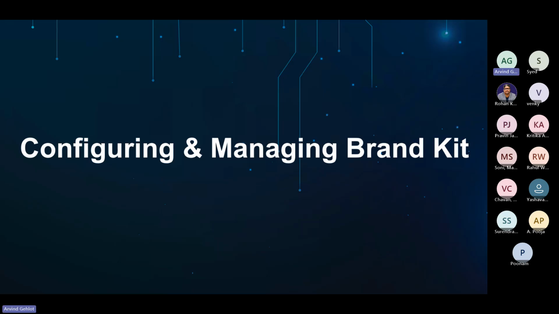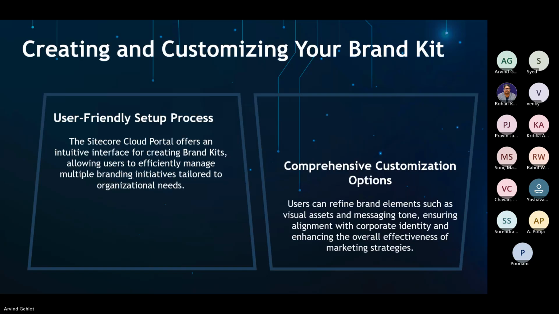Now, let's quickly dive into the exciting part where we'll explore how to configure the brand kit in the platform and discover how to manage it very seamlessly. So brand kit management in Sitecore Stream operates at two levels at a very high level. The first is the user-friendly setup process. Sitecore Stream rules can be defined using the platform, and it runs as a dedicated application. When you log into the Sitecore Cloud portal, you can see its dedicated app.